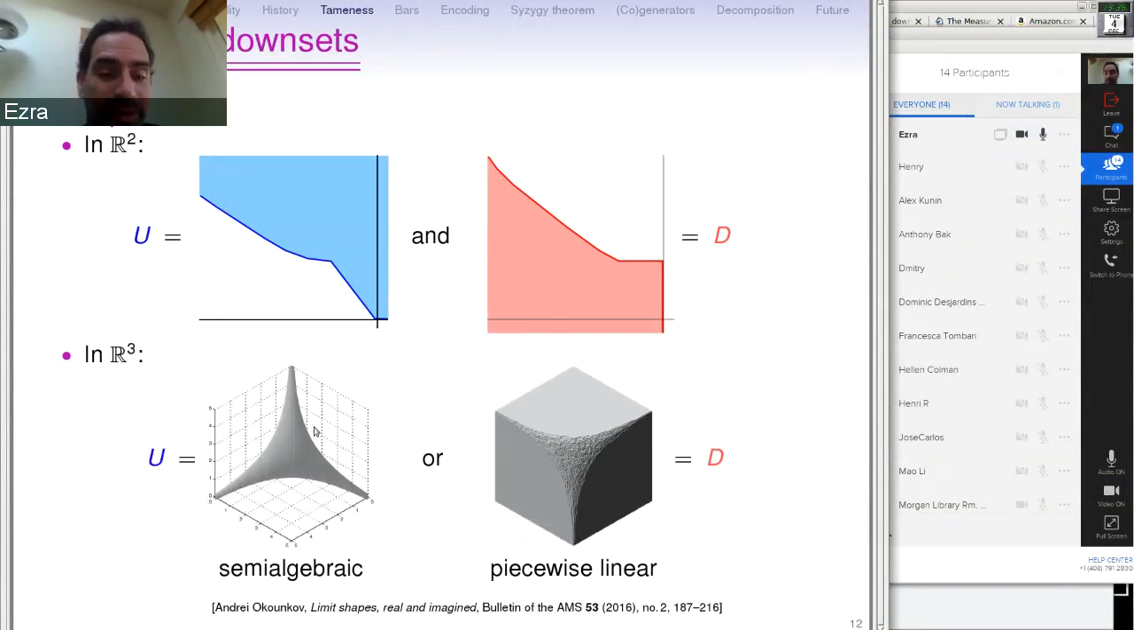Here's a three-dimensional example that comes from a paper by Okunkov. This is a continuous upset, and this is a discrete downset. And the point is that this guy is the limit of these guys as the discrete parameter goes to 0, as the epsilon goes to 0, the step size goes to 0.